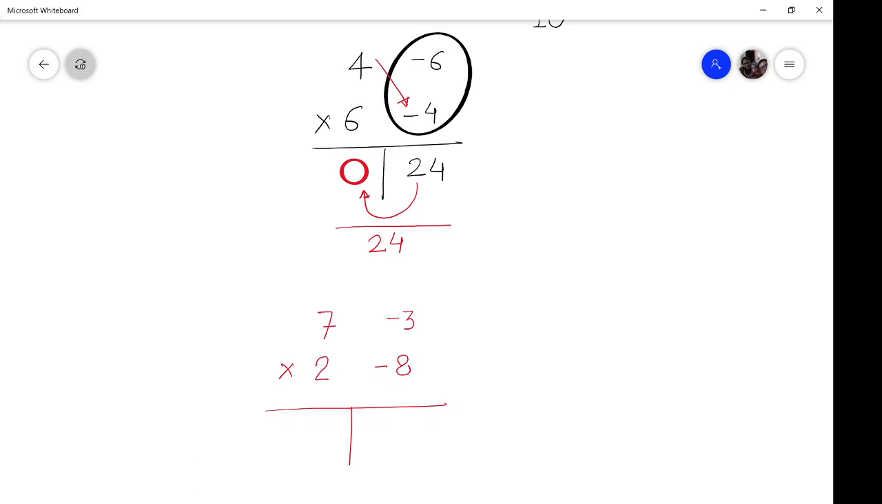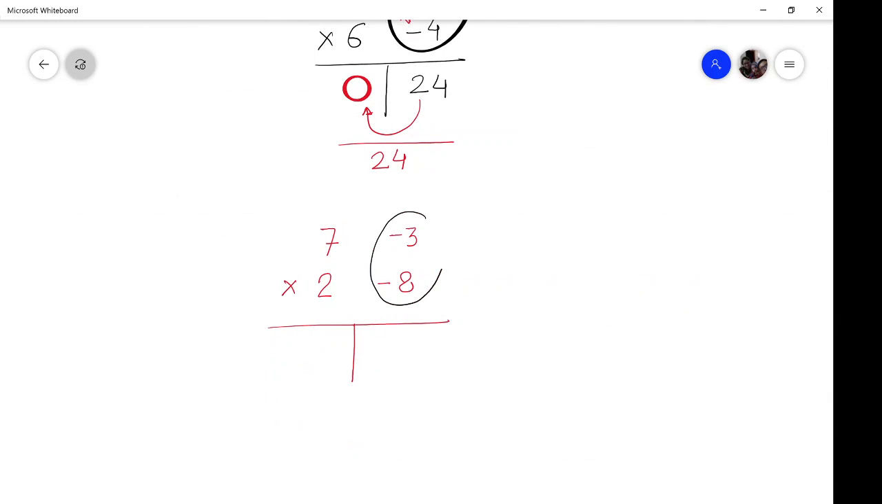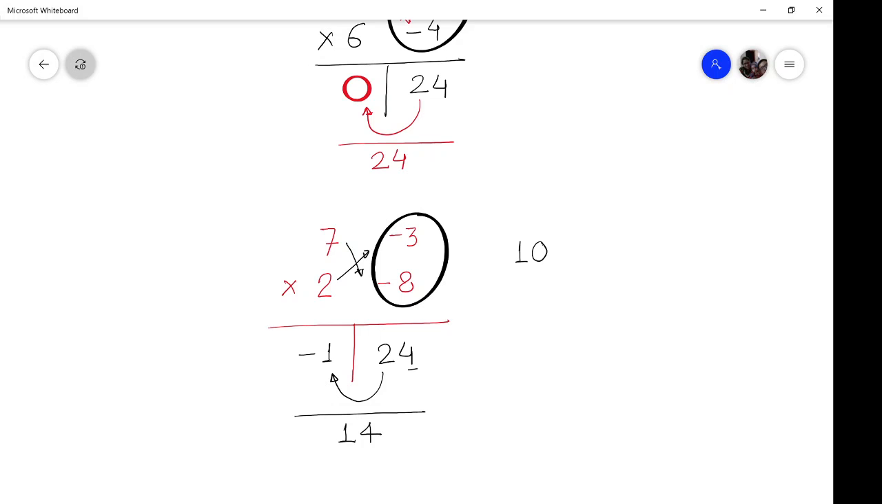Now you multiply these two. This is 24. You cross add any one. So 7 plus minus 8 is minus 1. 2 plus minus 3 is minus 1. So the same thing. But as the base is 10, only the unit can stay here. This tens has to move here and be added to this particular number. So minus 1 plus 2 is 1, and 4 remains as such. So in this way you can proceed.